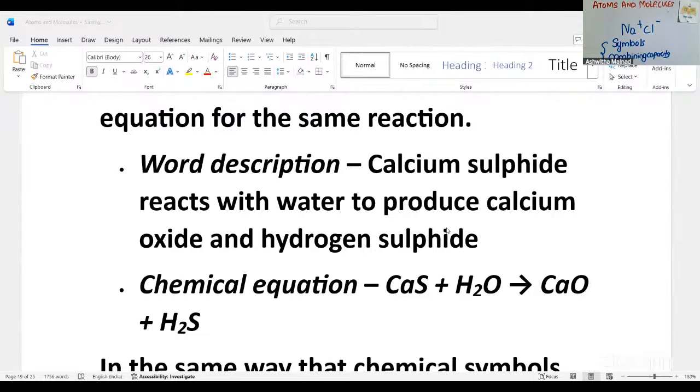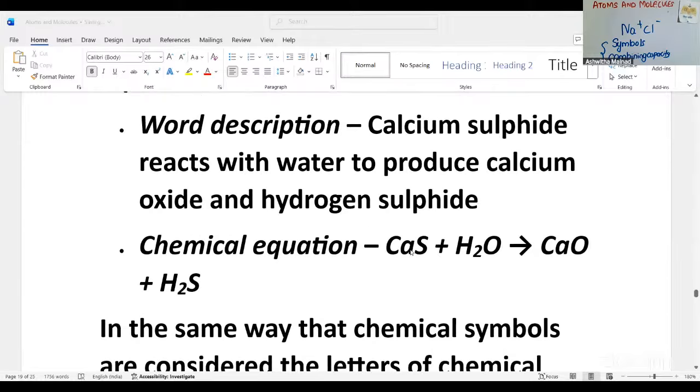How have we written this in the chemical equation? Calcium sulfide: Ca stands for calcium and S stands for the sulfide, plus water. Water, what is the chemical formula? H2O, right? So we write H2O. So what happens when these two combine, what do we get? We get calcium oxide CaO plus hydrogen sulfide. So Ca and O combine, and the H2 from H2O combines with S.